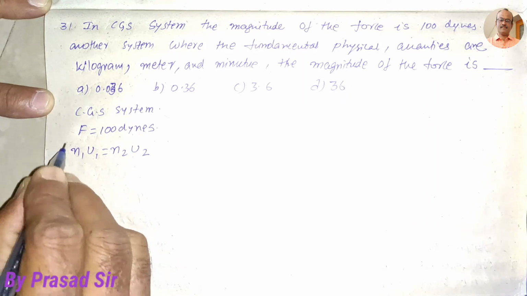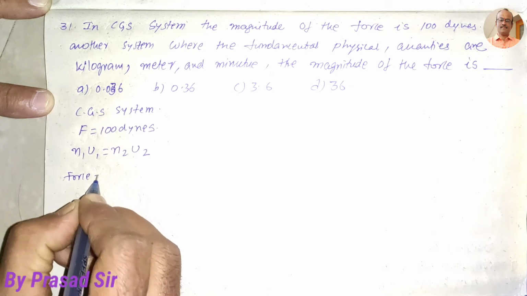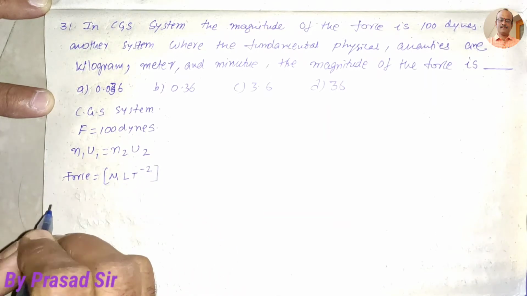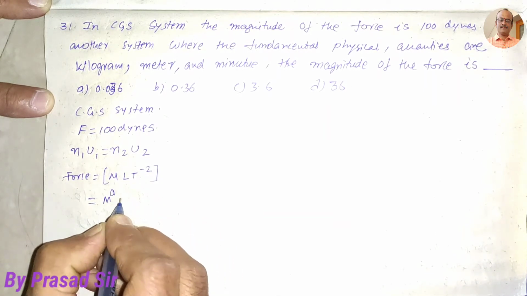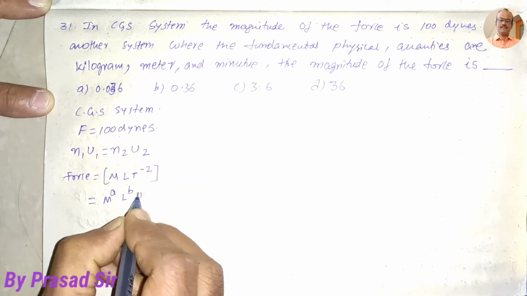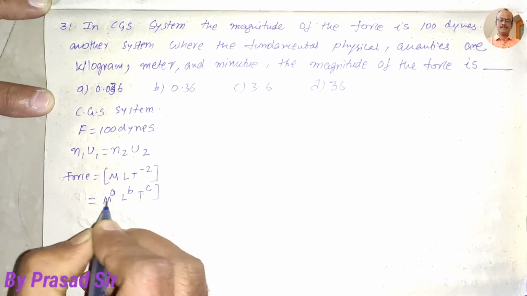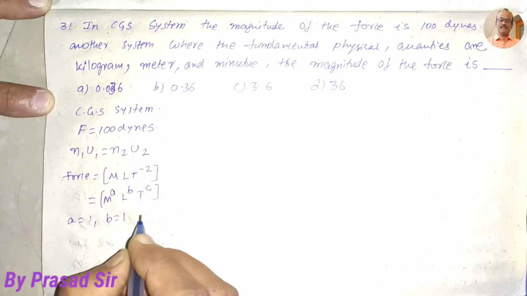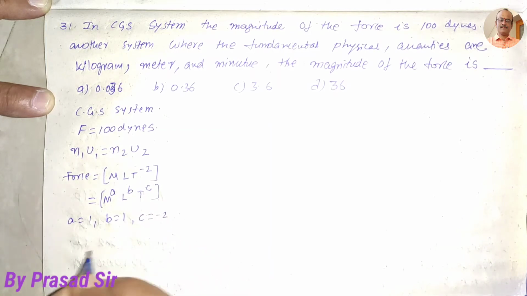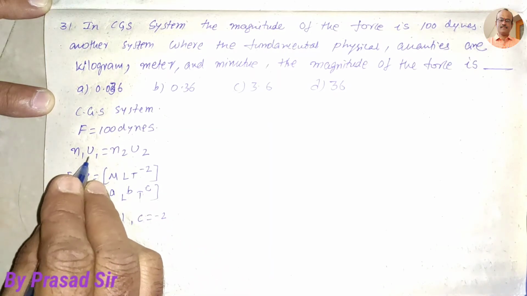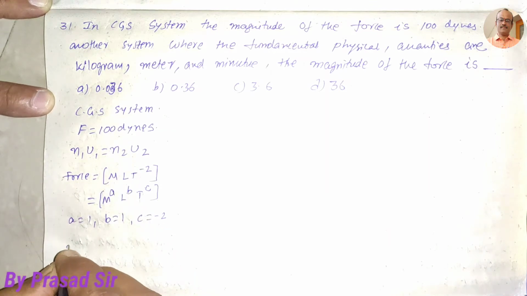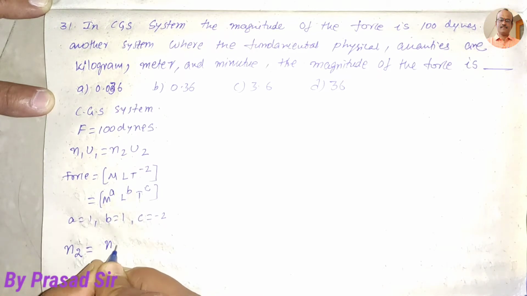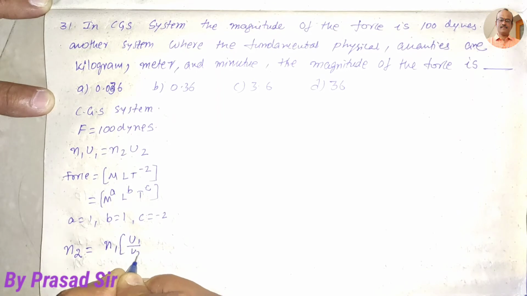But in this case, first of all, the dimensional formula for force is M L T to the power of minus 2. So this can be written as M to the power of a, L to the power of b and T to the power of c. So here a is equal to 1, b is equal to 1 and c is equal to minus 2. But from n1 u1 equal to n2 u2, I want to calculate n2, that is the second system. n2 is equal to n1 into u1 by u2.